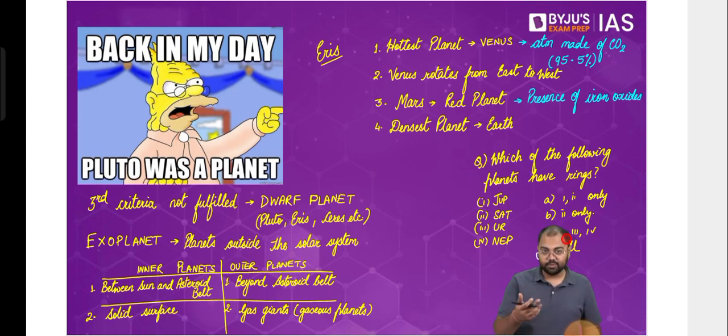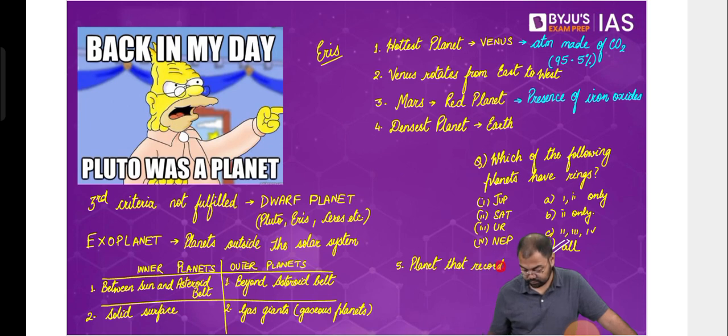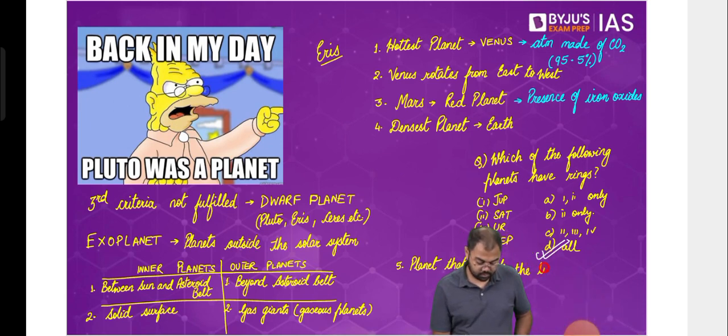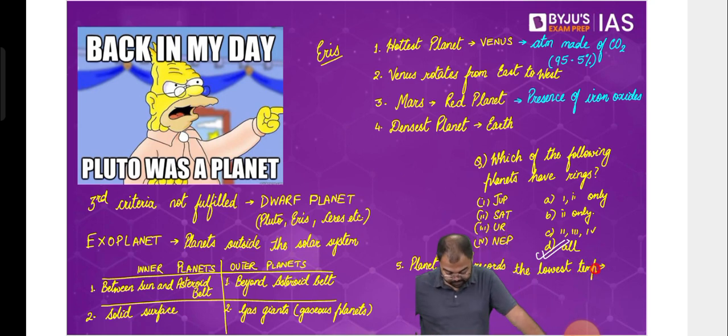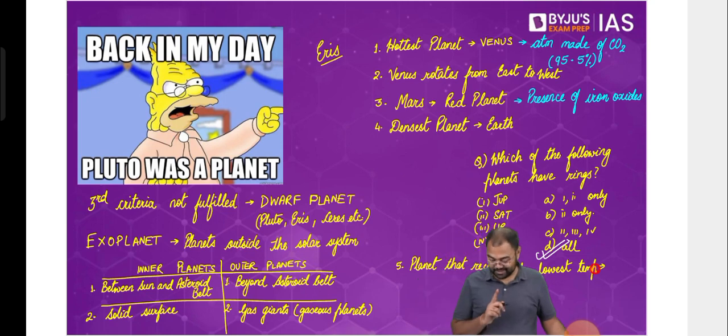Apart from all these things, there are some other facts which can become important. For example, we talked about the hottest planet, which is Venus. Now, which planet records the lowest temperature? Can you name the planet that records the lowest temperature? Yeah, so everyone is writing Neptune. Anshuman, you are correct. Nitesh, you are correct. Prince, you are correct. Chaitanya, you are correct. Amrit, you are correct. Perfect.